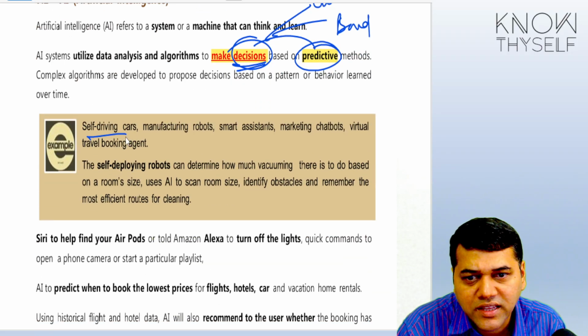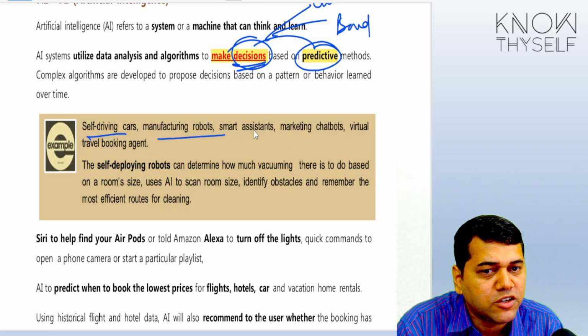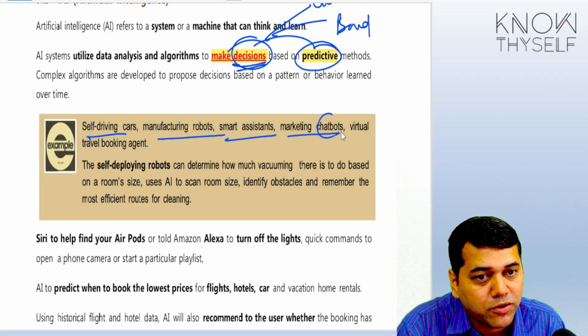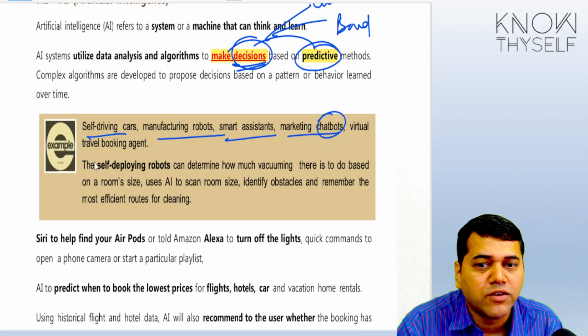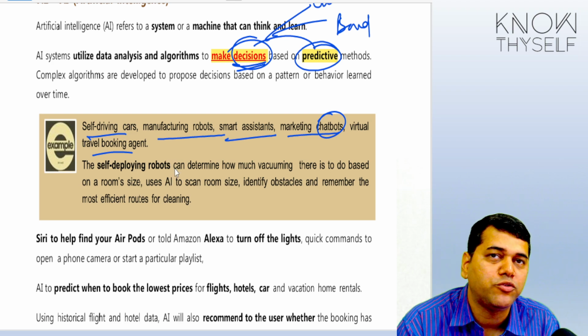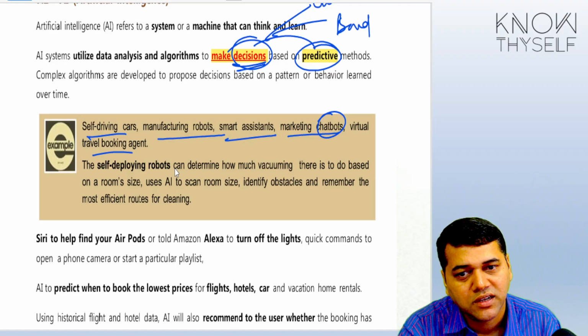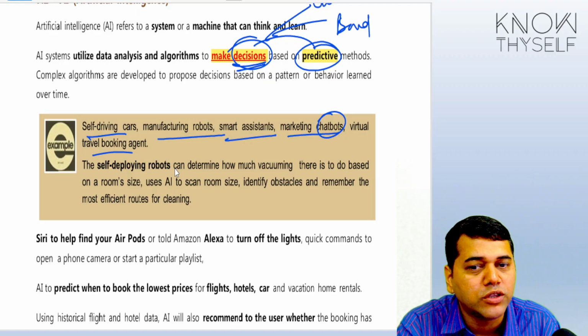Self-driving cars, see, they are using AI. Manufacturing robots, smart assistants, marketing chatbots. See, chatbots, how intelligently they speak. Virtual travel agent, booking agent. That means you can simply ask the travel agent, get me the lowest flight, and it will search, figure it out and book the tickets.